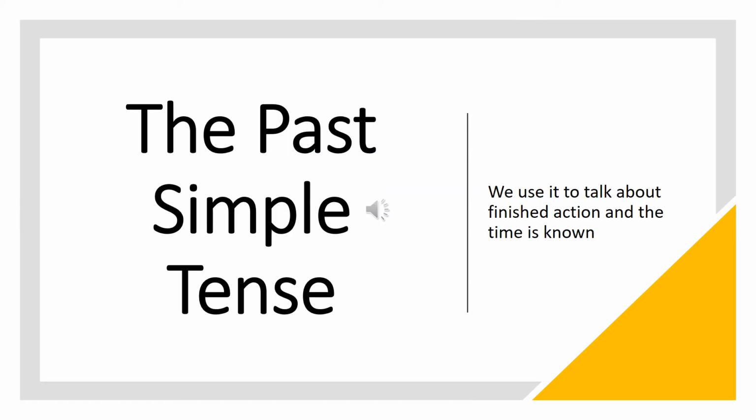The second tense we have here, the past simple tense. We use the past simple tense to talk about finished action and the time is known. So here, the difference between the present perfect and past simple, both of them started and finished in the past. But in the past simple, we know the time. But in the present perfect, the time is not clear for us.